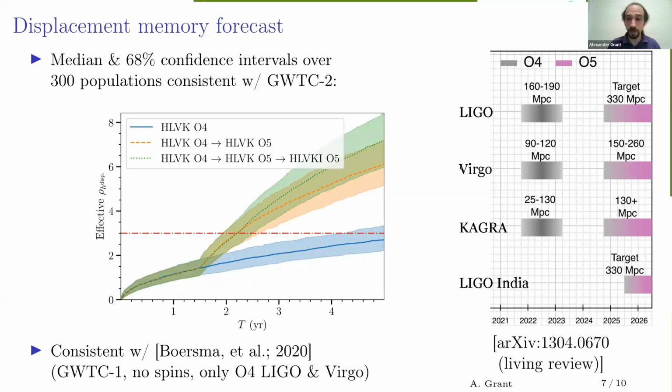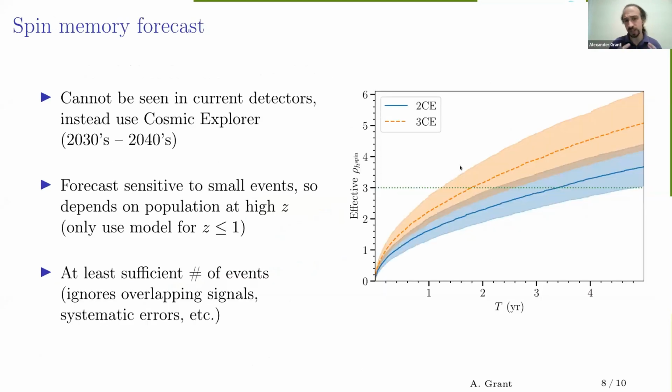The story for spin memory is very similar, except this is a much smaller effect. So current detectors, even with the O5 upgrades, beyond design sensitivity, this is an effect that's too small to be seen. So instead, we considered Cosmic Explorer, which is a next generation, a third generation gravitational wave detector, hopefully coming online in the 2030s or 2040s.